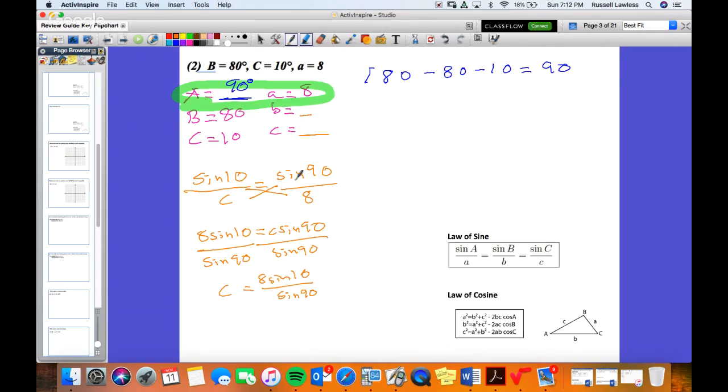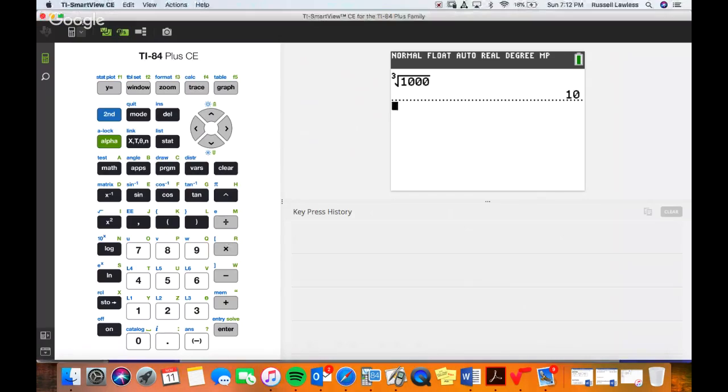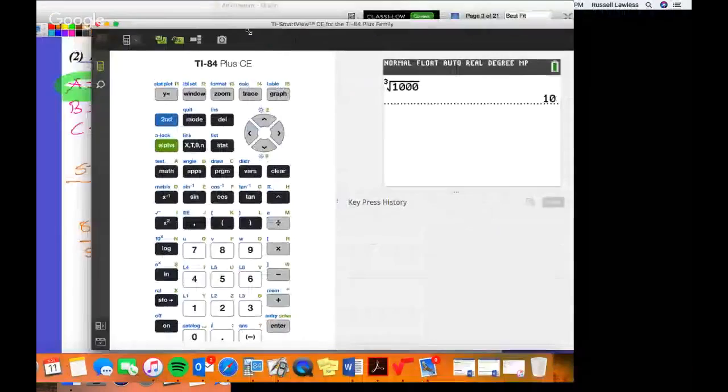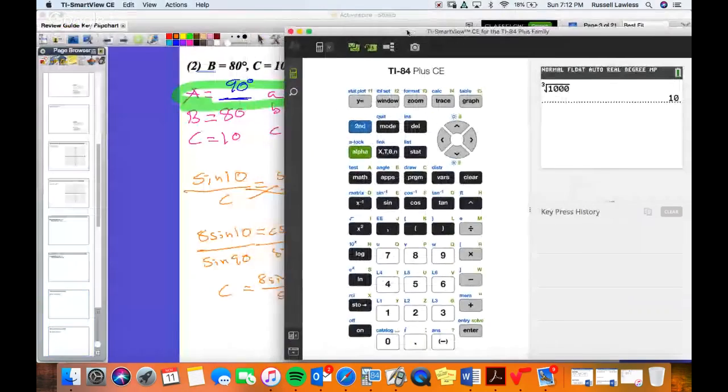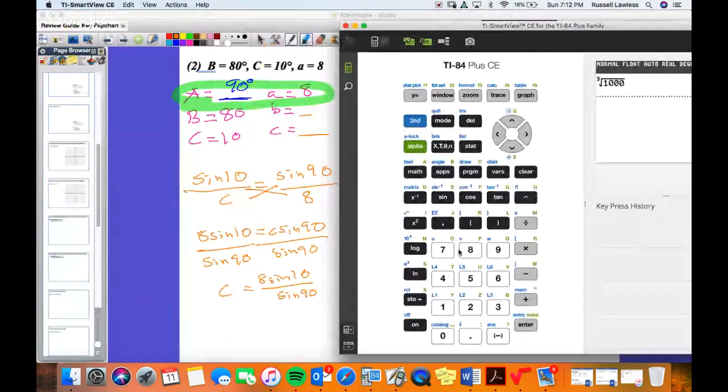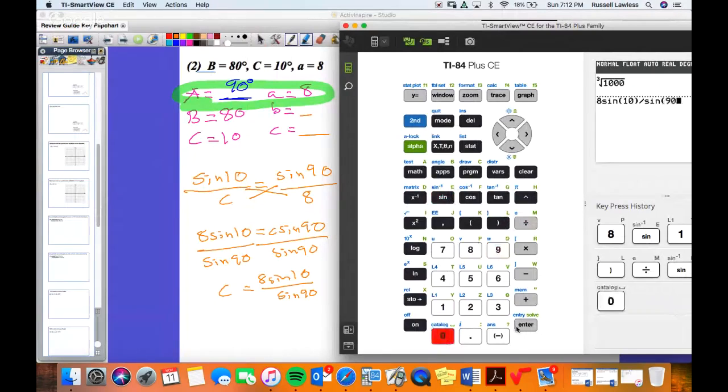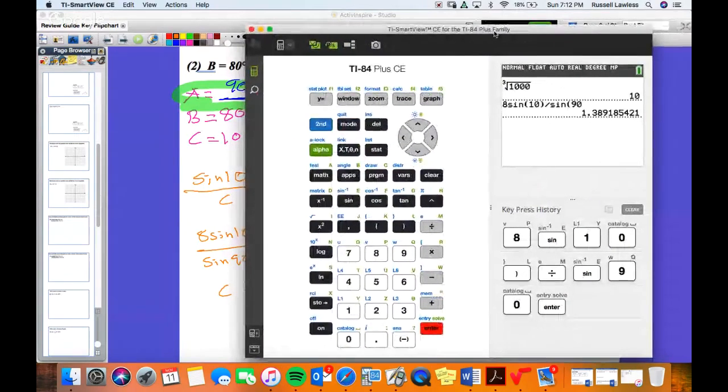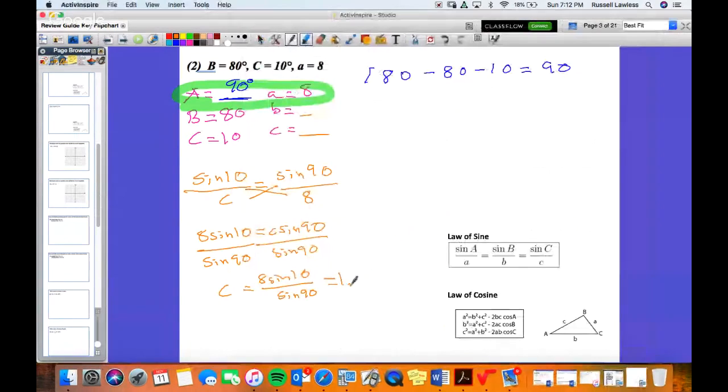I just want to show you what it looks like when you're plugging this into your calculator. We need to input 8 sine 10 over sine 90. So you're going to do 8 times the sine of 10, divided by the sine of 90. And then you'll find out that your answer will be 1.38, whatever. In this case, we're still just rounding to one decimal place, so we'll just call it 1.4. So we found out that side C is 1.4.